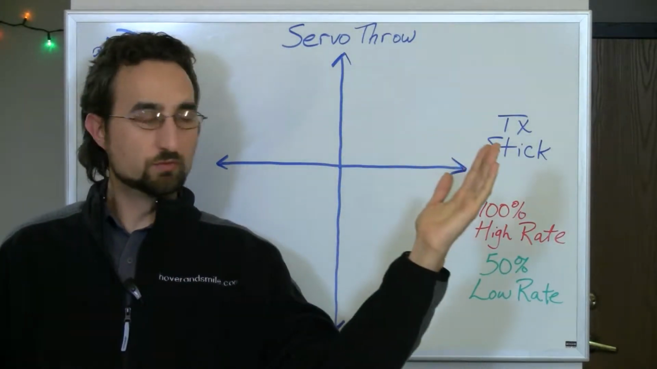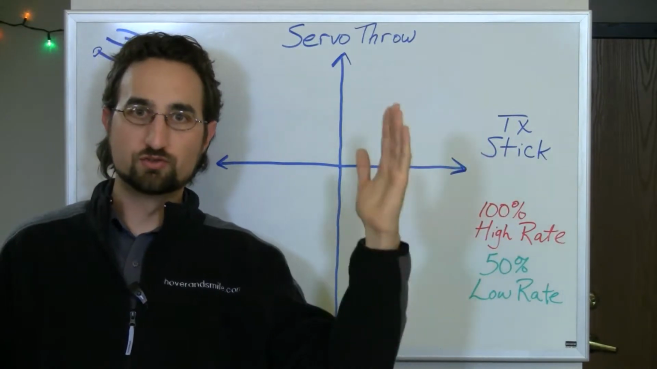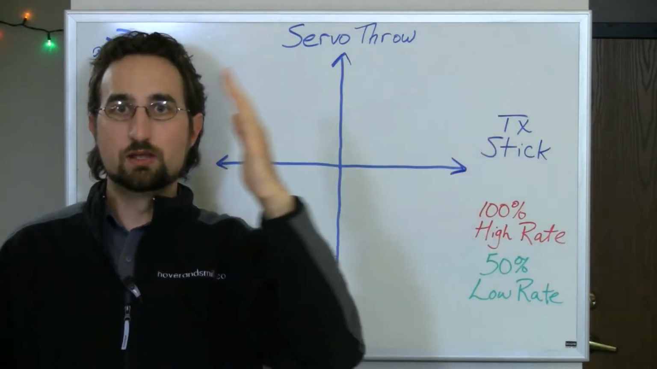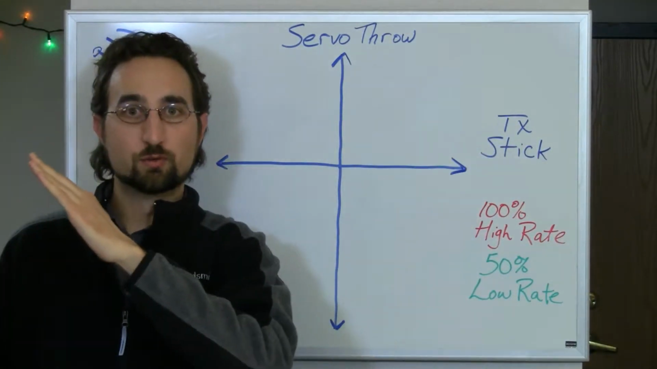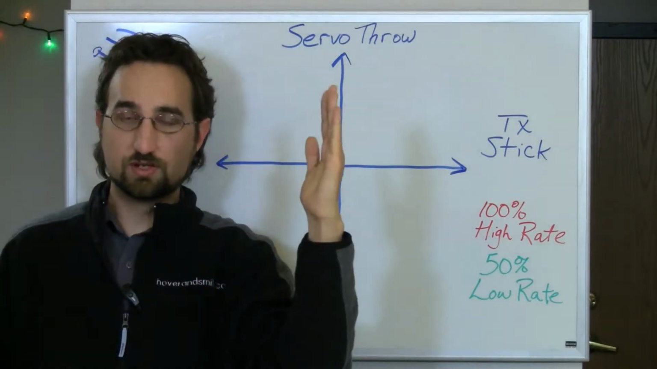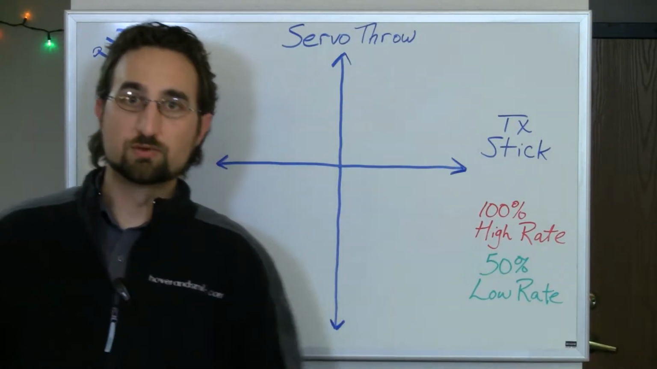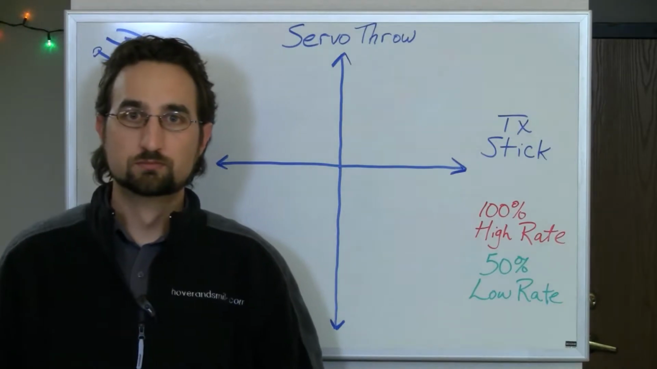And that is when you have your transmitter all the way at one end, the servo arm is moving here, and then when you move your transmitter all the way to the other end, the servo arm is here at its opposite side. And then of course when it's centered for both the transmitter stick and the servo.